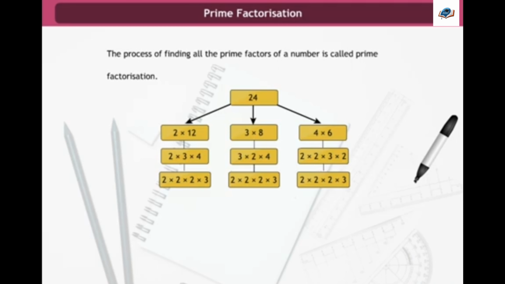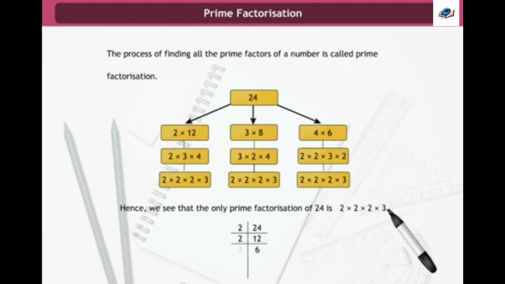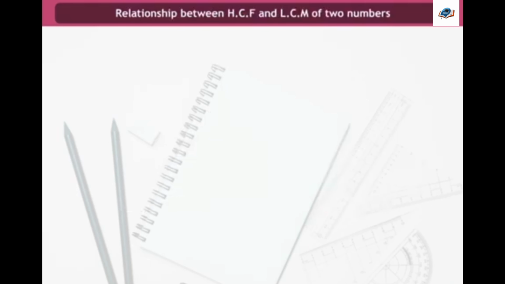We can also find the prime factors of 24 by dividing it by prime numbers 2, 3 and so on in this order repeatedly, so long as the quotient is divisible by that number. We get the prime factorization of 24 as 2 into 2 into 2 into 3.